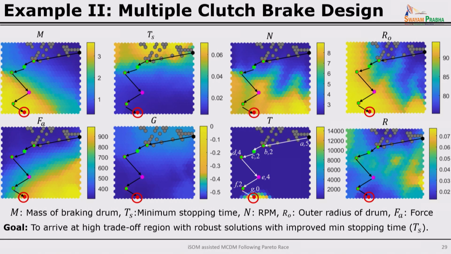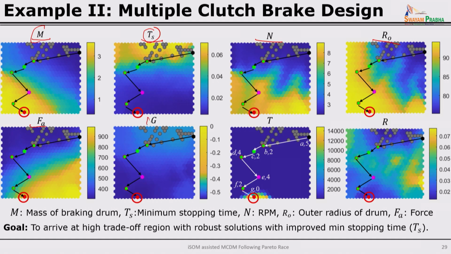Okay, so this is the last example that I would like to show. In this case, there are 5 different objectives, and this is the multiple clutch brake design problem. The 5 objectives are mass, minimum stopping time, RPM, outer radius, and force. Let us analyze how they are interacting. If I look into mass and minimum stopping time, they are conflicting with each other. If my mass is high, the minimum stopping time will be less because of inertia. And similarly, we can see other objectives' conflicting behavior as well.